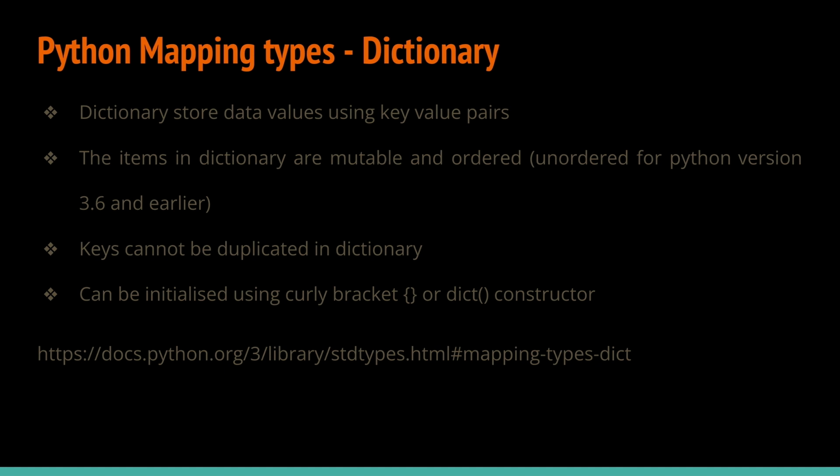Also, the keys that we have in our dictionary cannot be duplicated. We must always have a unique key in our dictionary. To initialize a dictionary, we can make use of the curly bracket and even the dict constructor. To learn more about Python dictionary, you can head to the Python website and check out the documentation on that. However, let's do one or two operations on Python dictionary in our Jupyter notebook.